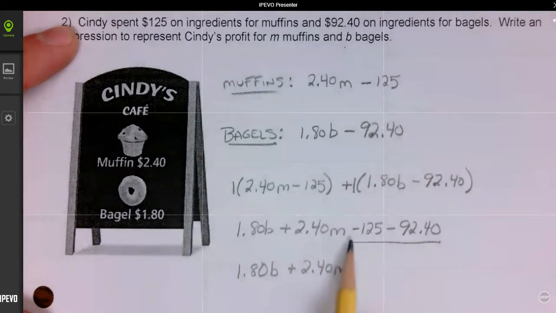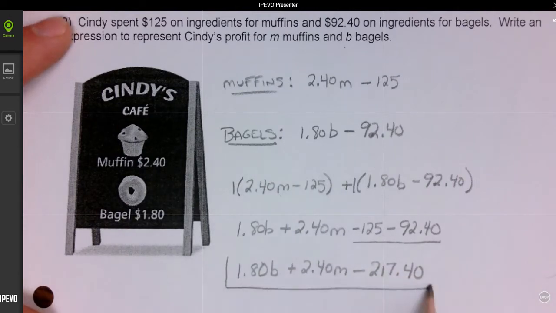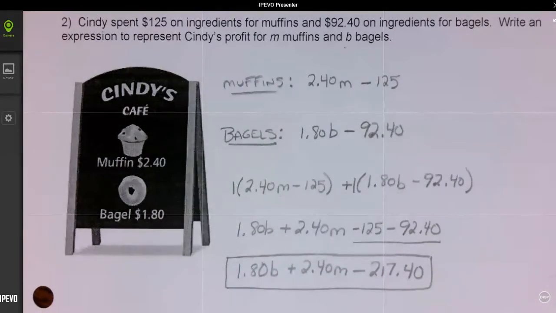And then these are same signs, so we're going to add them together. Negative 125 and negative 92.40 is negative, so minus $217.40. And so this is the expression that's going to represent Cindy's profit from selling M muffins and B bagels. She's going to earn $1.80 for every bagel, plus $2.40 for every muffin, minus the total of the ingredients together, which was $217.40.